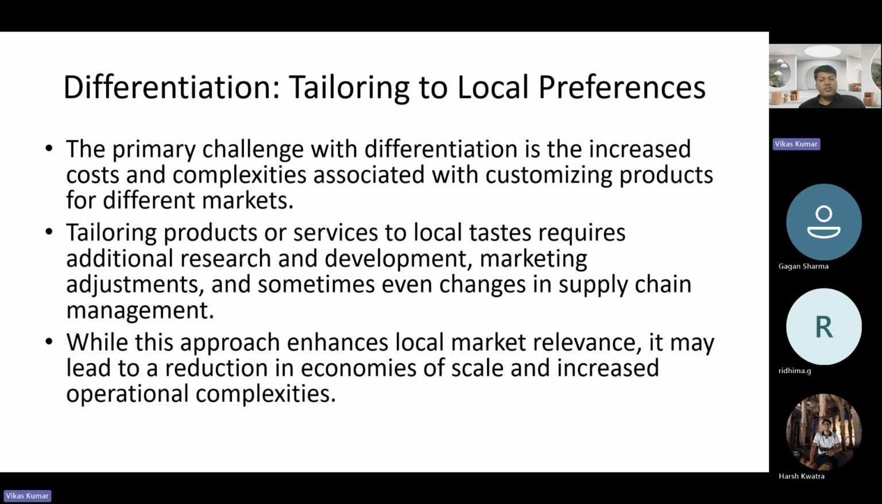Tailoring products or services to the local taste requires additional research and development, marketing adjustments, and sometimes ever-changing supply chain management. While this approach enhances local market relevance, it may lead to a reduction in economies of scale and increase the operational complexity, which will eventually lead the firm, in some cases, to diseconomies, where the cost per unit increases.